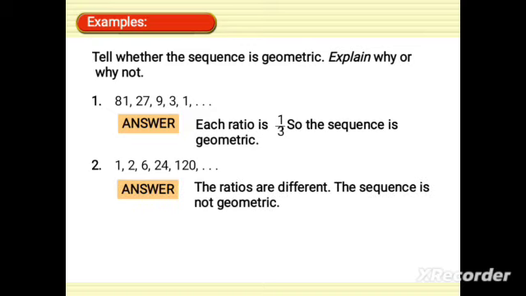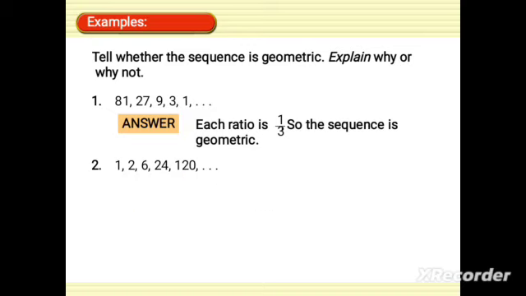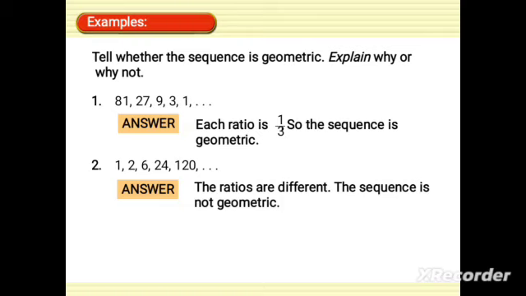Number 2, we have 1, 2, 6, 24, 120, and it continues. If we try to get the common ratio, it will be 2 over 1, then 6 over 2, that is 3, meaning they are not the same. 24 over 6, that is 4, and 120 over 24. So you realize that the ratios here are different. So the sequence is not geometric.